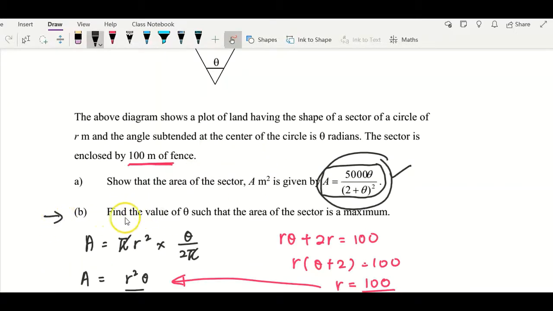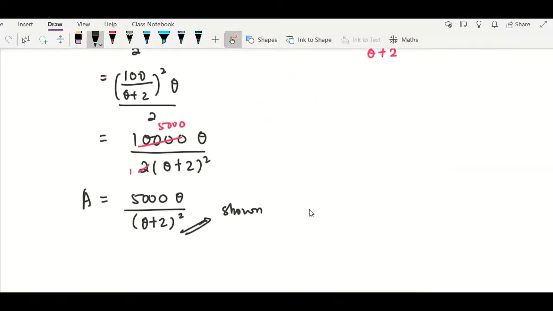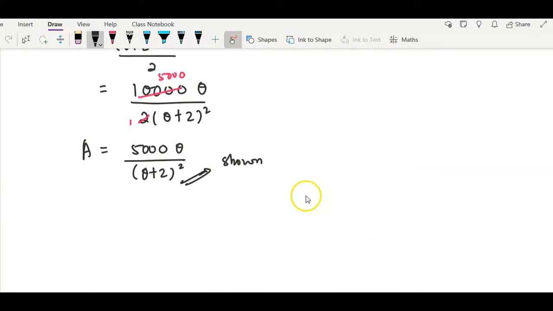Next question. Find the value of theta such that the area of the sector is maximum. Meaning that the question is interested in the theta value which will make the area of the sector to be maximum. So here, just continue from our statement. Find dA d theta. Okay, so you can see that this is in the form of a quotient. I can just apply the quotient rule. Let this become the u, and down here become the v.